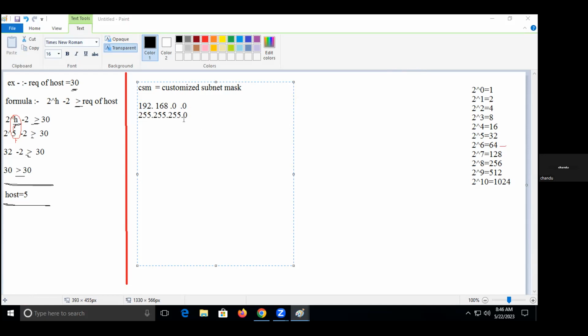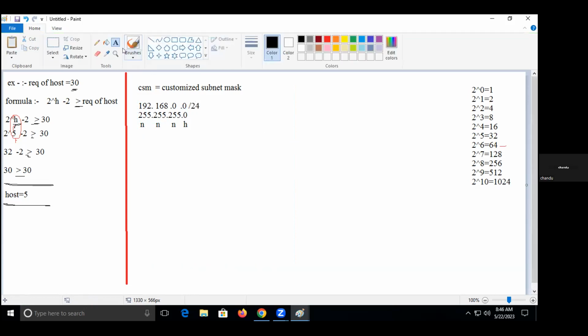255.255.255.0 is a subnet mask, and here 255 means network, 255 again network, 255 is also network, and 0 is the host. In each octet we have 8 bits: 8 bits, 8 bits, 8 bits. That's why we give /24 by default. This is the default subnet mask.